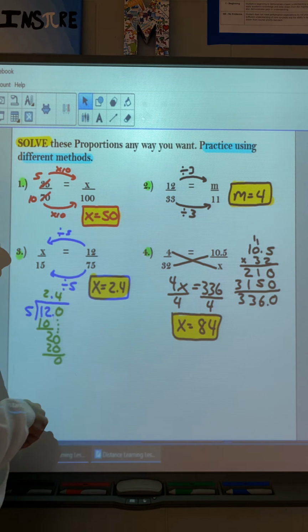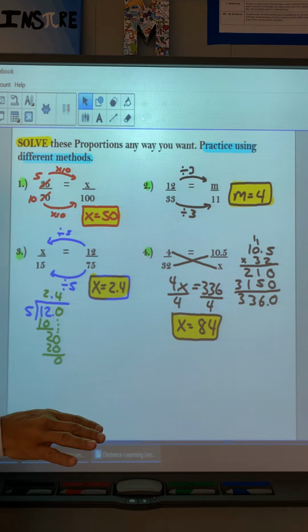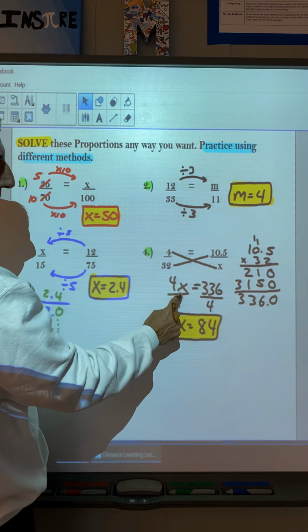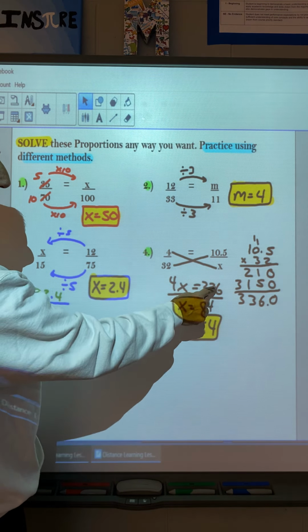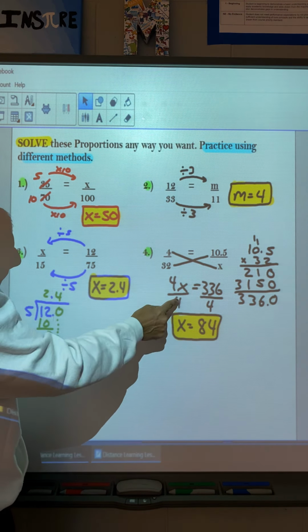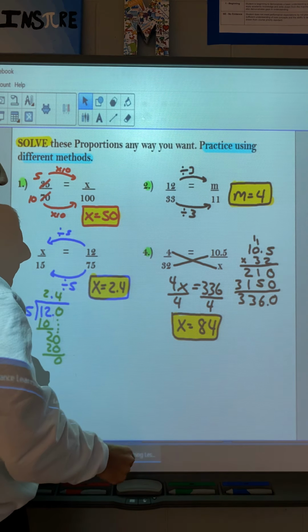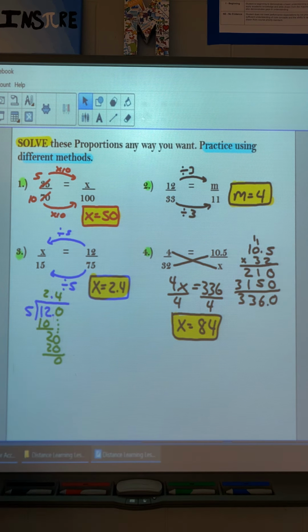And then the fourth one, for sure, I cross multiply and divide. 4 times x is 4x. 32 times 10.5 is 336. And then I divided by 4, okay, to get 84.